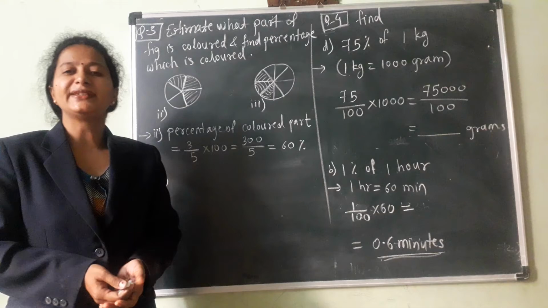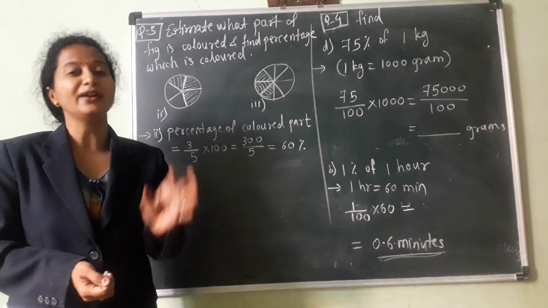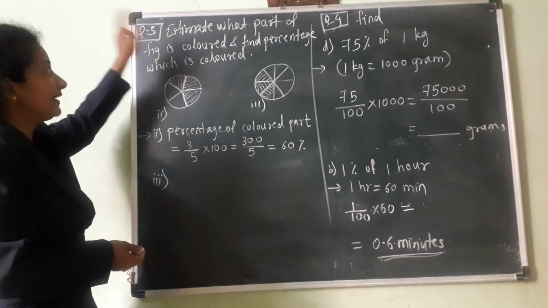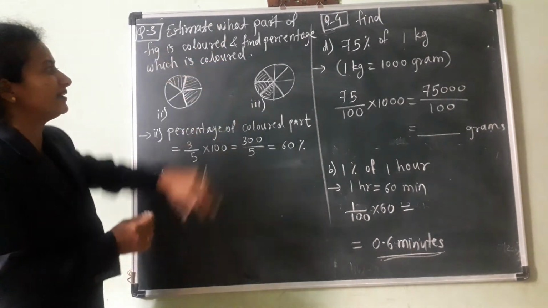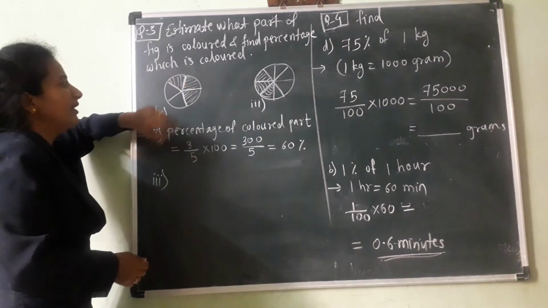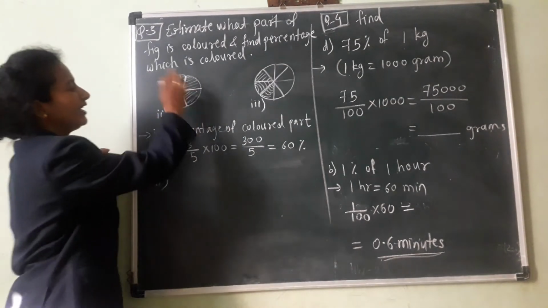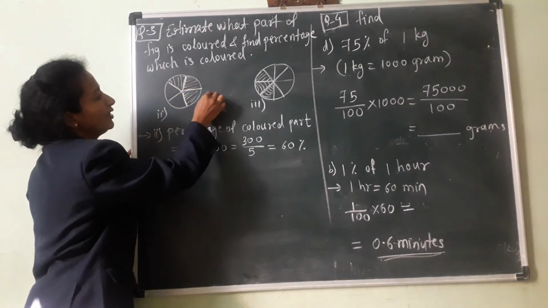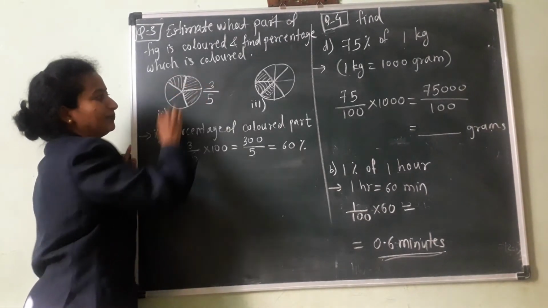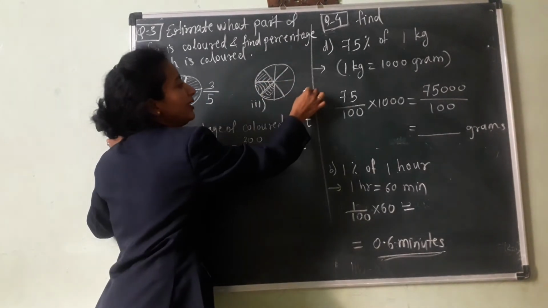In question number 3, they have given a figure. Some part they have colored. We have to find the fraction of the colored part in percentage. Estimate what part of the figure is colored and find the percentage which is colored. Now see, this is the figure. This figure is divided into how many equal parts? Obviously 5 equal parts. And out of 5, how many parts are colored? It's 3.